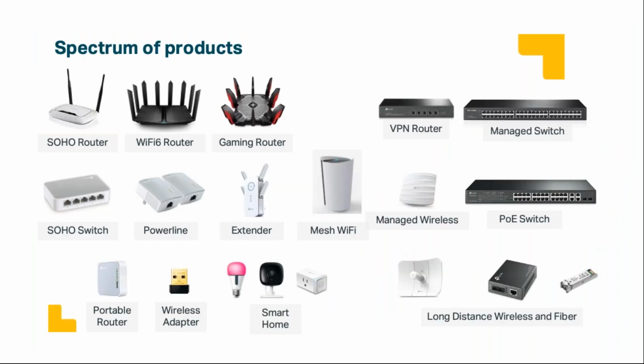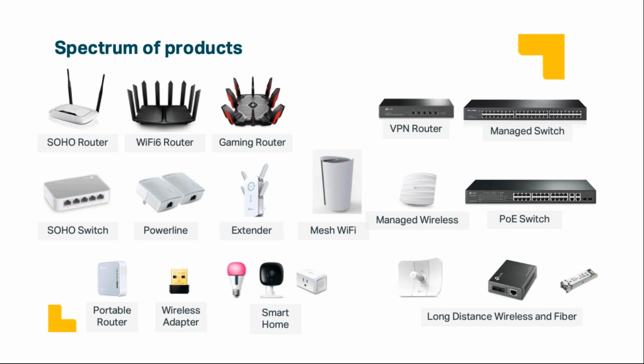Next slide, please. The spectrum of products is very brief. It's a 30,000-foot level. We're going to talk more in detail about them, and I can provide you with more detailed information about specific products. For example, on our SOHO side, we have our routers, Wi-Fi 6 routers, and our gaming routers. Our switches mostly come in plastic cases, but we do have some metal cases for our SOHO side. Power line, range extenders, our portable routers, which are very popular as of late, as well as our wireless adapters because of this COVID-19 situation. A lot of people are working remotely. Then, of course, our smart home products.